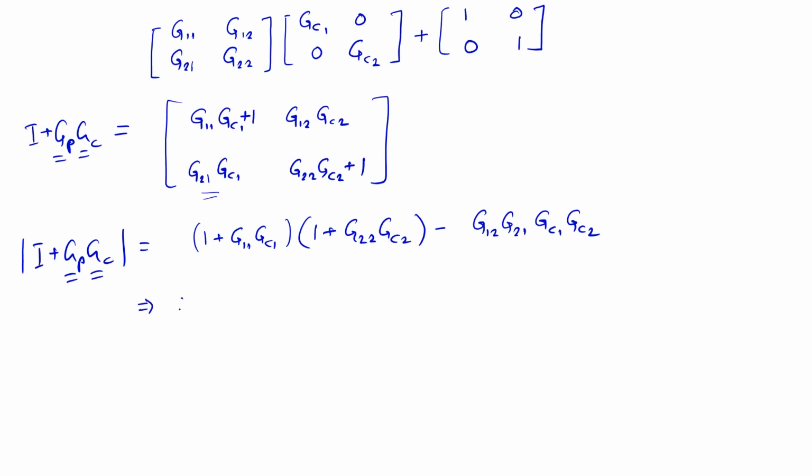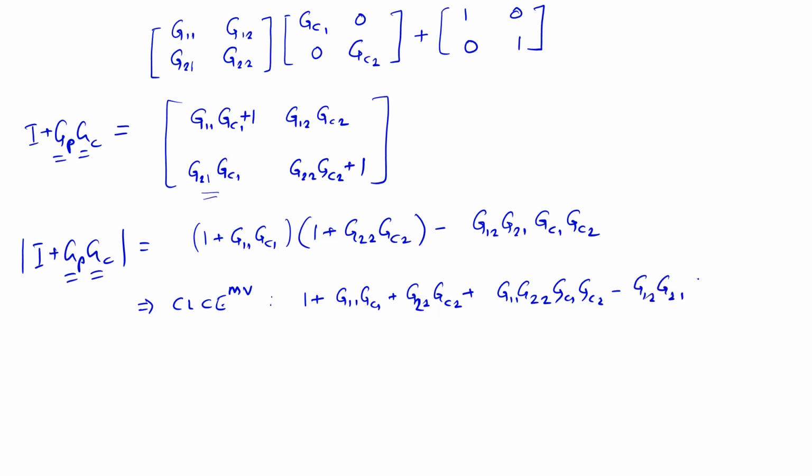And so the characteristic equation is going to be this equal to 0, which implies the closed loop characteristic equation for the multivariable system is 1 plus G11 GC1 plus G22 GC2 plus G11 G22 GC1 GC2 minus G12 G21 GC1 GC2 is equal to 0.